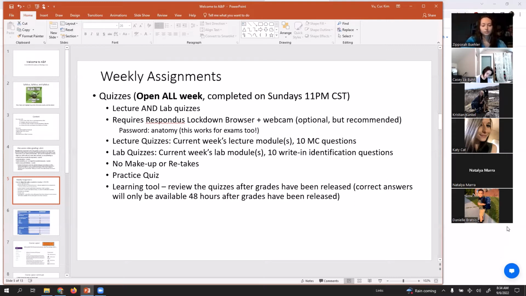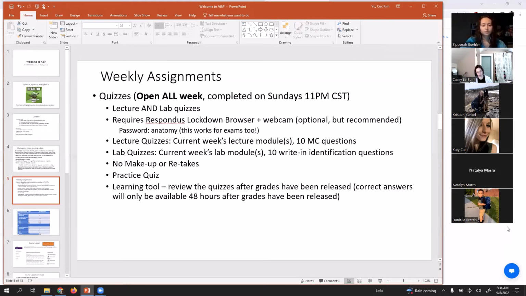Now, if you qualify for extended test taking, I highly recommend contacting the Learning Center and seeing if you qualify, if you have conditions that qualify you for that. Do use any resources that you can. So go to the Learning Center.